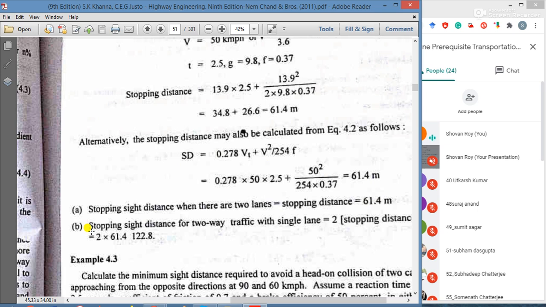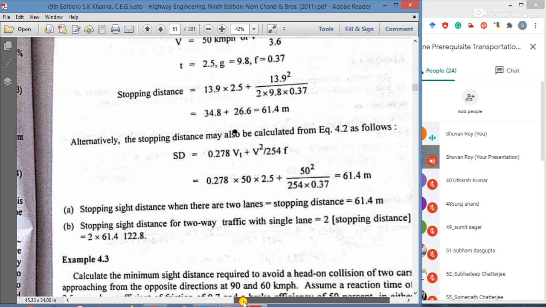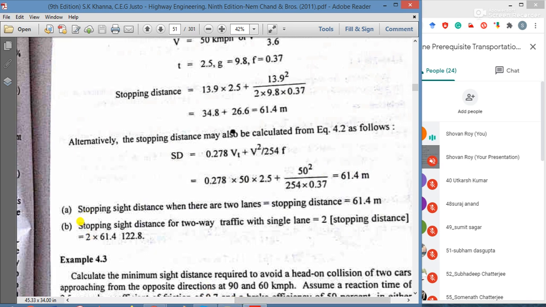Single lane road means there is no divider present on the road, and in that case we require the maximum space for stopping our vehicle. For that case this safe distance or stopping distance will be twice the stopping distance. Whatever we get from the calculation, this value will be 2 times. You can also see in the solution section that for case B, stopping sight distance for two-way traffic with single lane, that is equal to 2 into stopping distance.